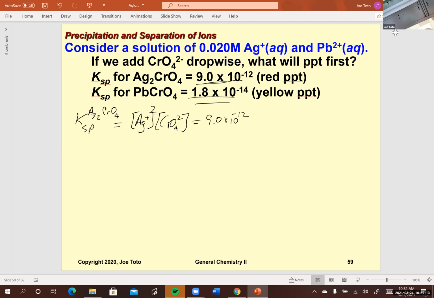And I know the same thing for the KSP of the other one, lead chromate. That's going to be simpler. It's just the concentration of lead 2+ times the concentration of chromate. And that, they told me, was 1.8 times 10 to the minus 14. Now, let me ask you, in the same situation, I take a dropper, and this time it has chromate in it, CrO4 2-, and I'm going to drop, drop, drop, drop, drop. Which one is going to precipitate first?